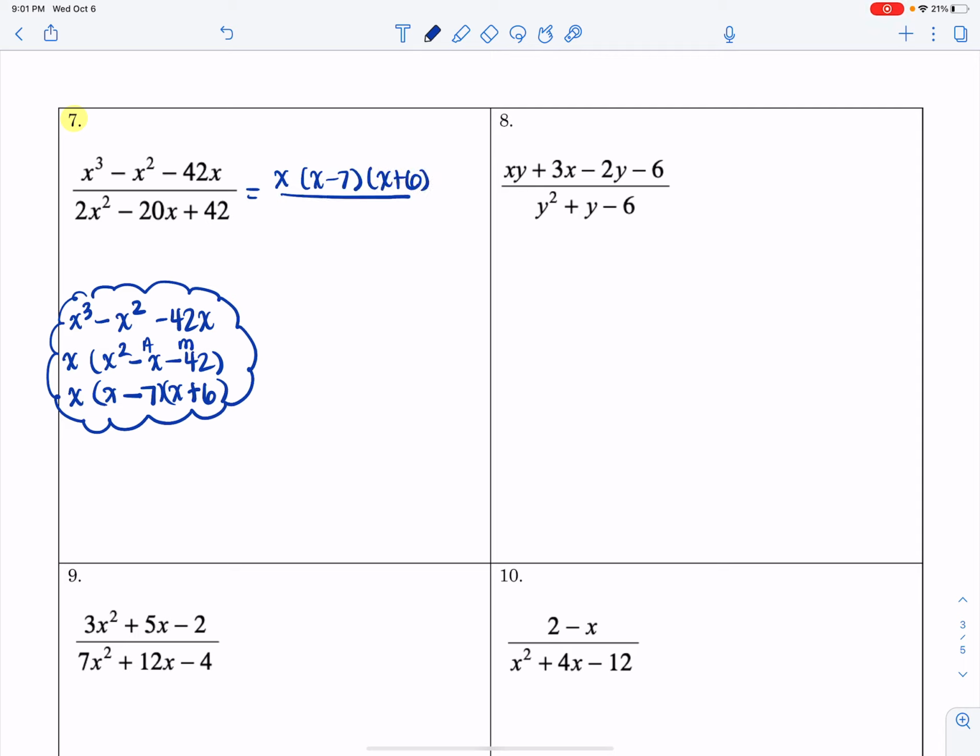Okay, I need to replace my whole numerator here with the expression x times x minus 7 times x plus 6. In the denominator, that 2 I'm going to pull to the side so that way I have a little more space to factor it completely. Again, you don't have to do this. I don't personally like to rewrite my expressions over and over again. I like to do side work.